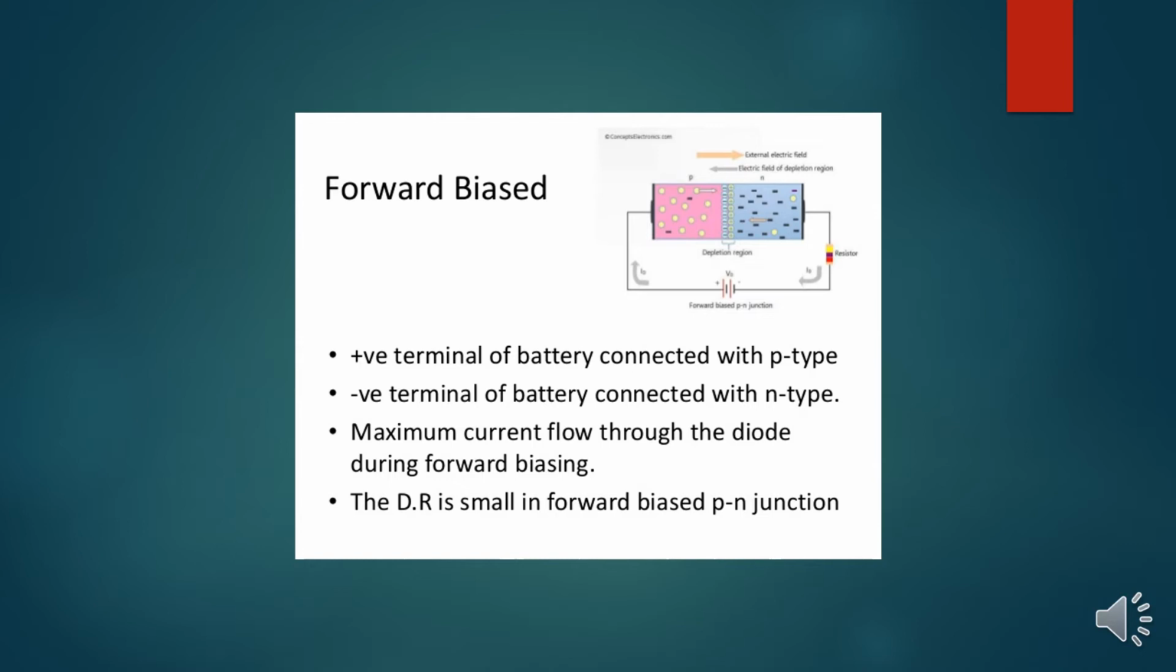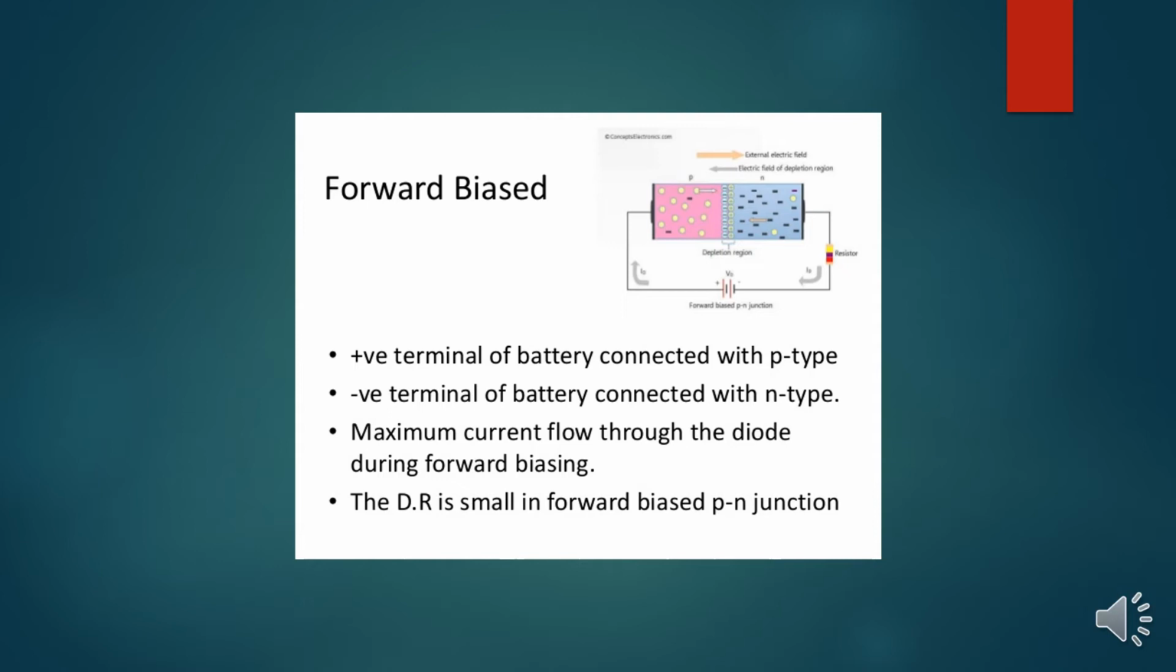The maximum current flows through the diode during the forward biasing. The resistance is small in forward biased PN junction. What happens when we connect the forward bias to PN junction? This is positive and the P has the majority charge carriers, that is holes. They are repelled by this positive battery terminal and forced to move into the N type semiconductor bar. And like the negative, the electrons are repelled by this negative battery and forced to move into the P type semiconductor bar.